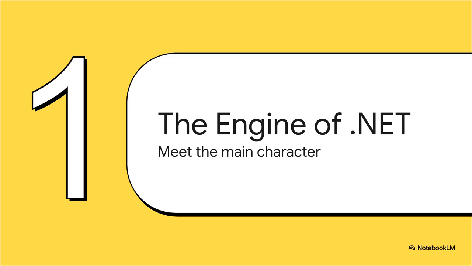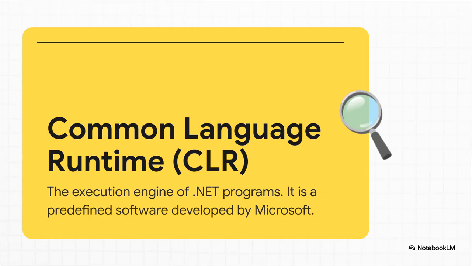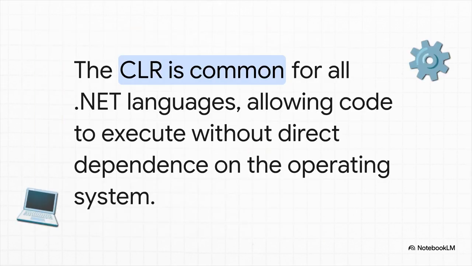All right, first up, the engine of .NET. Let's get to know the absolute hero of our story, the thing that makes the whole .NET world go around. So what is this Common Language Runtime, really? Well, you can think of it as the core execution engine for all .NET programs. It's kind of like a mini operating system that's just for your code. It creates this managed environment that sits between your program and the actual OS, handling all the nitty-gritty details for you.